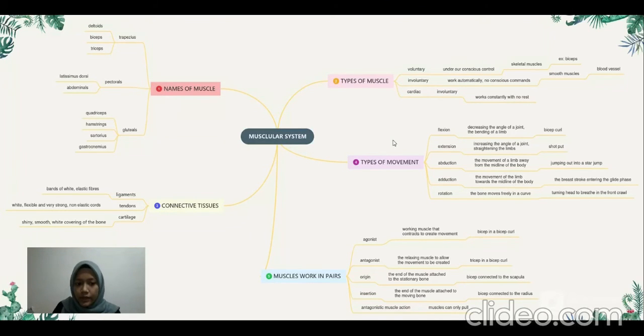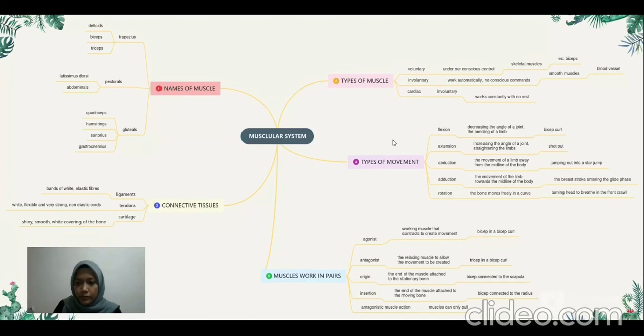Next we have connective tissue. There are 3 types: ligaments, tendons, and cartilage. Ligaments are bands of white elastic fiber. A tendon is a white, flexible, and very strong non-elastic cord. And cartilage is a shiny, smooth, white covering of the bones.